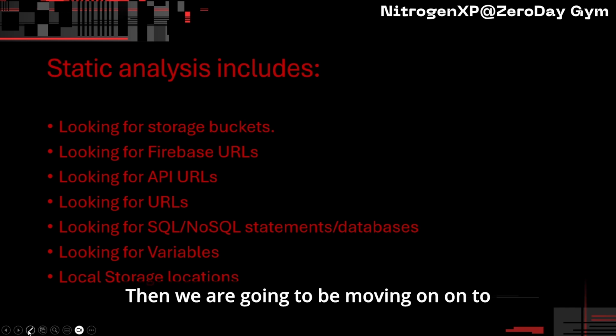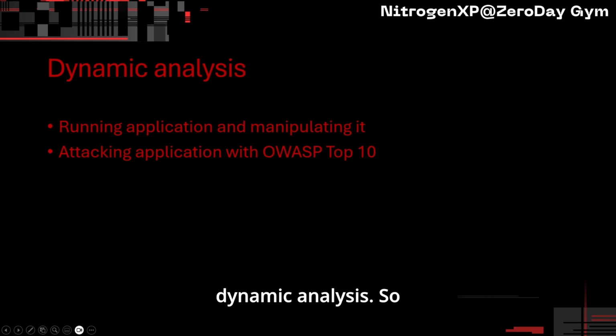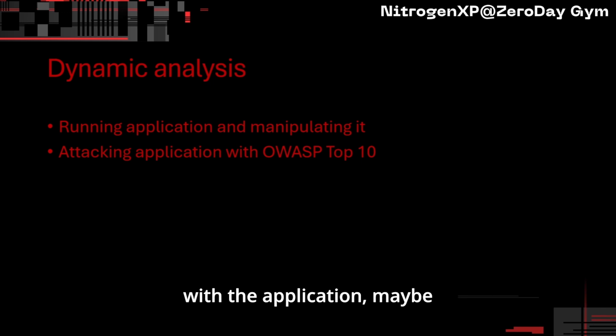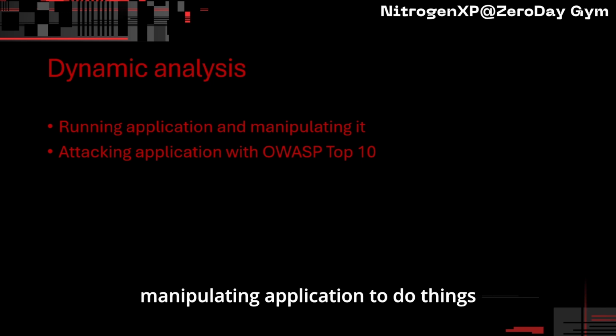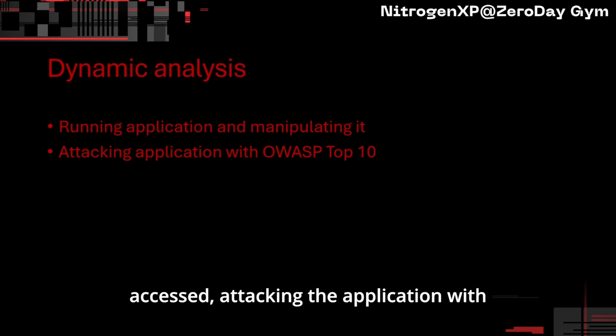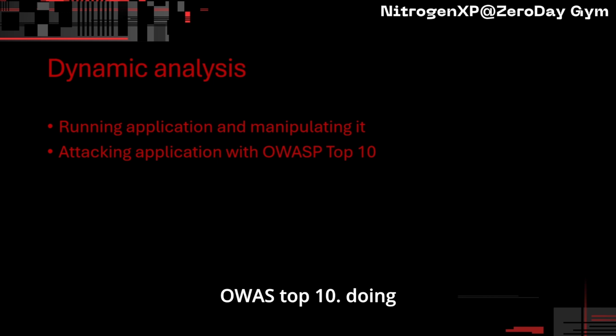Then we are going to be moving on to dynamic analysis. Dynamic analysis is basically interacting with the application, maybe manipulating the application to do things that it wasn't intended to do, maybe accessing certain endpoints that weren't meant to be accessed, attacking the application with the OWASP top 10, doing things like SQL injection, cross-site scripting, maybe finding IDOR, XML external entities, etc.